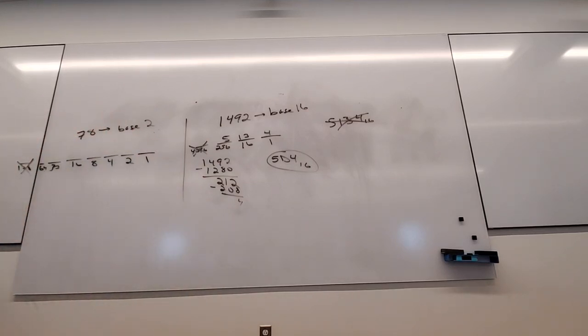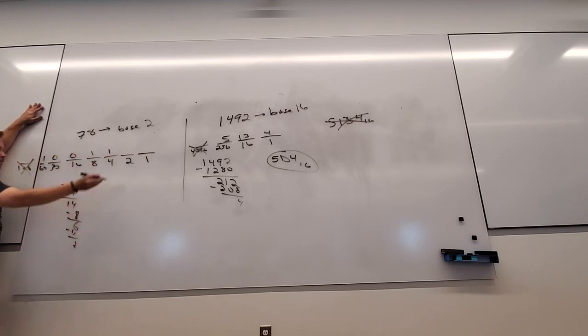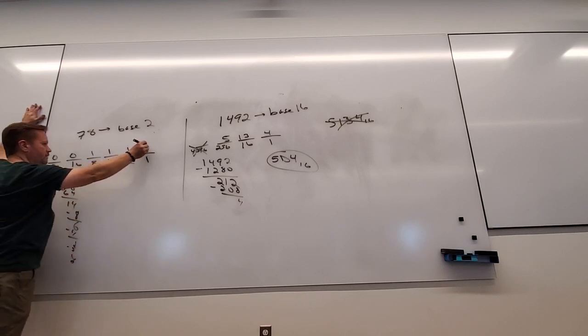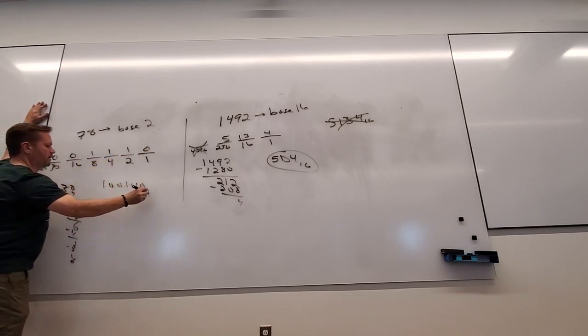Okay, division. This is going to be a long number, right? So how many 64s? 1. What have I got left? 14. Any 32s? Any 16s? Nope. How many 8s? 1. How many 4s? 1. How many 2s? 1. How many 1s? 0. None. So it's 1, 0, 0, 1, 1, 1, 0 in base 2.